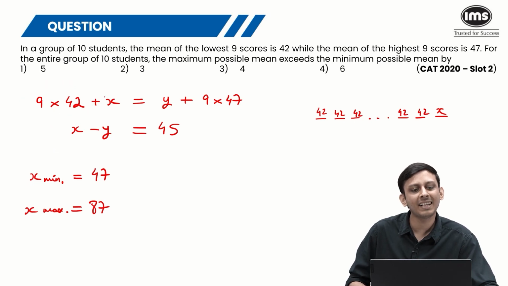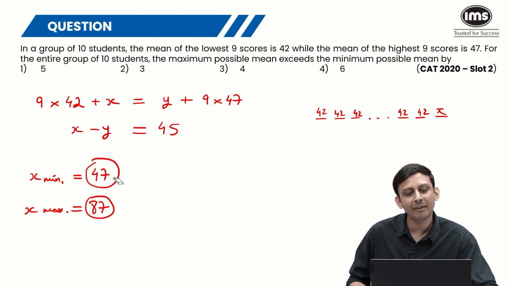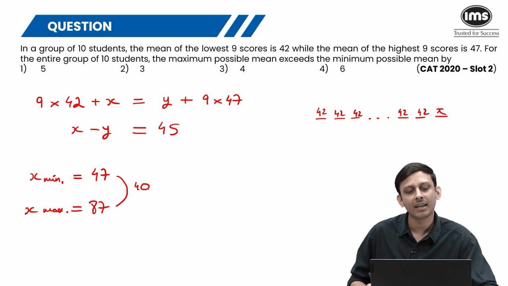So the only difference we'll get here is with respect to x. Okay, so in one case, we will get 87 by 10 because we are looking at the average of all the 10 students. One case 47 by 10. So the difference here which we have is 40 and then divided by 10. So we'll get the answer to be 4, which will be the correct answer, option 3.